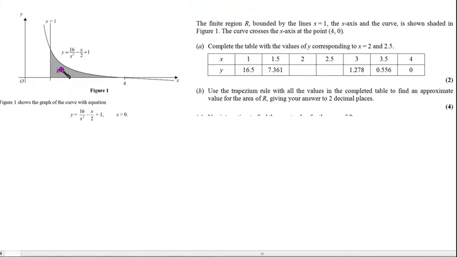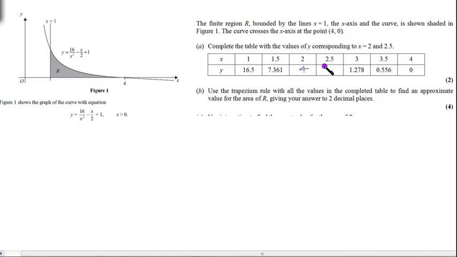Right, in question 6 we have a table of values here which corresponds to this graph and gives the x and y values for this equation. Now what we need to do first of all, part A, is to find out the values of y corresponding to 2 and 2.5. So first of all we're going to put 2 into this function, and when you do that we get the answer of 4. 16 divided by 2 squared is 4, 16 divided by 4 is 4, and 2 divided by 2 is minus 1, plus 1 will give you 0, so that will just give you 4.